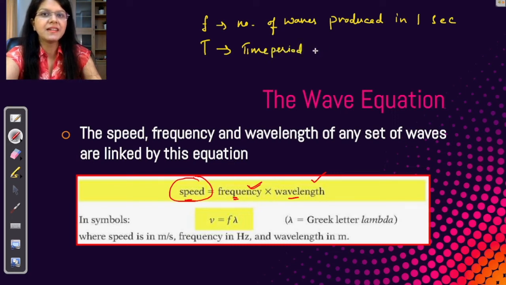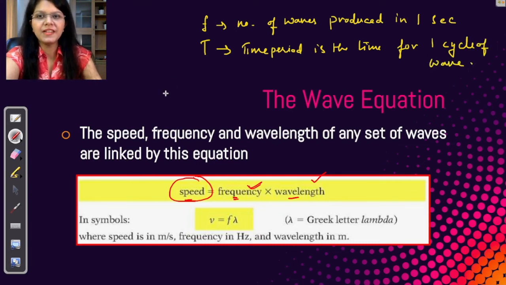Time period is the time for one oscillation or one cycle of wave. So if you are given a wave, say, so what is one cycle? Cycle is the distance between same set of points on the wave. That's your one cycle. All the way from this point to this point is your one cycle. So this is your one set of wave. The time taken for one cycle is your time period.